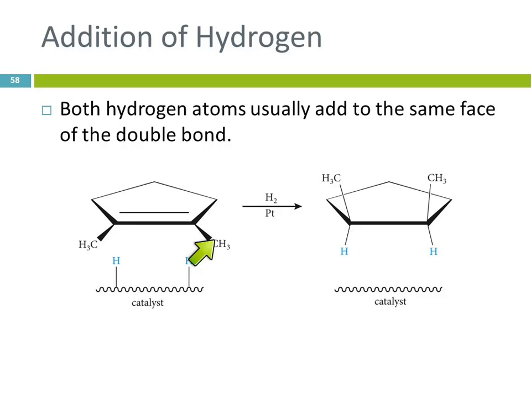So here we have a cyclopentane. This was cyclopentene, and these hydrogens are going to add to the same side. And so we're going to have these methyl groups be in the cis position.